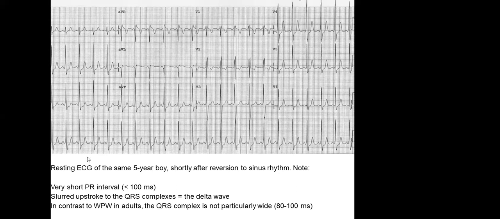In contrast to WPW in adults, the QRS complex in children is not wider. It is not more than 80 to 100 milliseconds, not more than 2 to 2.5 squares, but the duration is reasonably normal QRS duration. But there is typical slurring at the R wave, and this R wave upstroke slurring is called a delta wave.